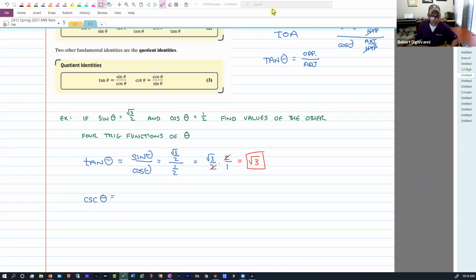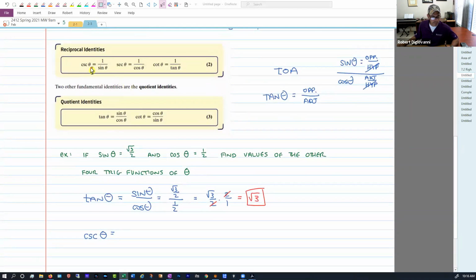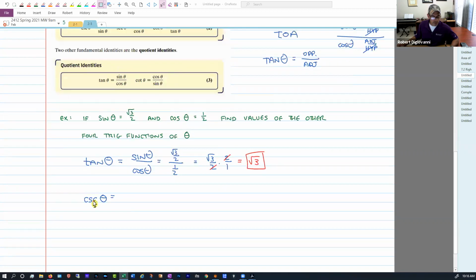Okay, so look everyone right here. Cosecant is the reciprocal of sine. Secant is the reciprocal of cosine, and then cotangent is the reciprocal of tangent. So this here should be the reciprocal of sine.